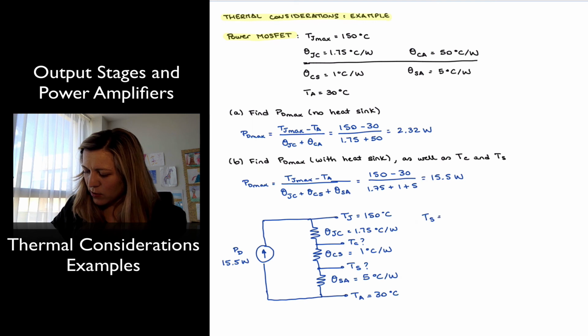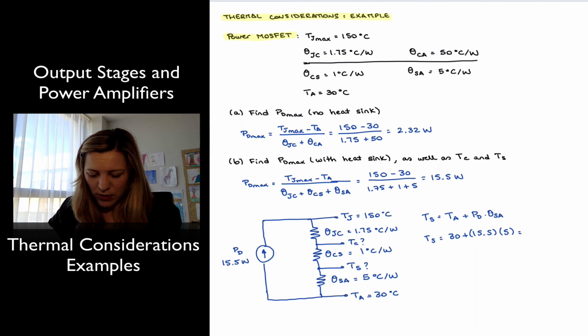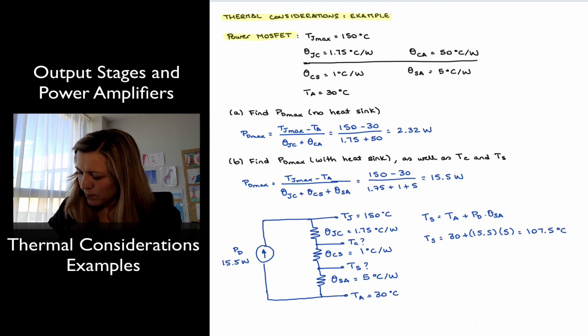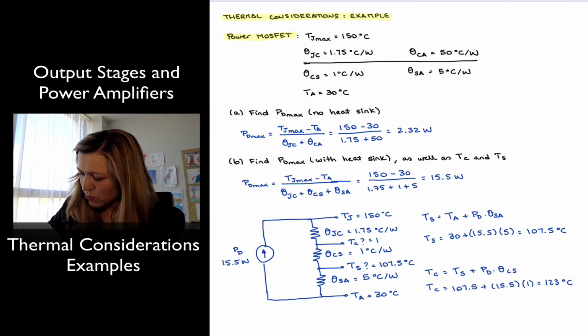So the temperature of the sink is going to simply be equal to Ta plus the power dissipation times theta from sink to ambient, which is going to be equal to 30 plus 15.5 times 5, which is equal to 107.5 degrees. And finally, our case temperature is going to be equal to our sink temperature plus PD times theta from case to sink, or 107.5 plus 15.5 times 1, which is equal to 123 degrees C. So this is equal to 123 degrees C.